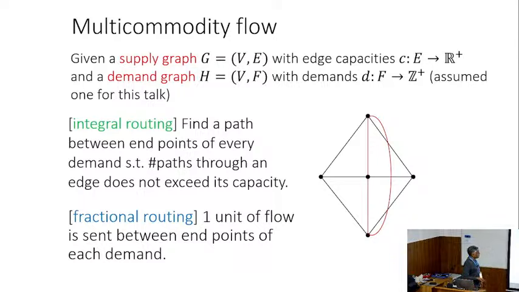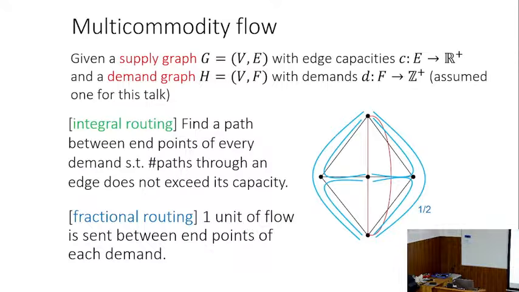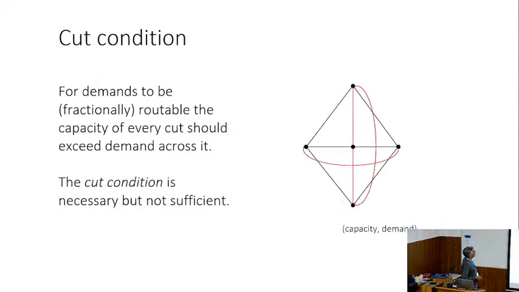What's fractional routing? Well, I have to do the same thing. I have to send 1 unit of flow between the endpoints of every demand edge, but now I can send it fractionally. In the same example, suppose I send that 1 unit half in this manner and half in this manner, and similarly for this one, half along here and half along here, and finally for this one I can send half a unit like that and half a unit like that. So now I can route all demand. This is a half-integral flow, and we could not route an integral flow.